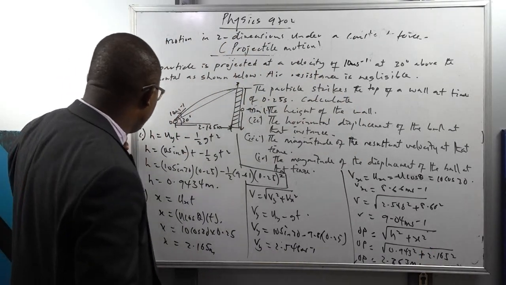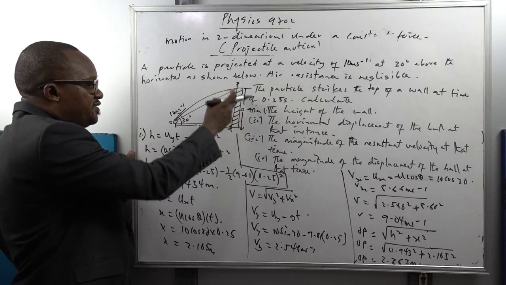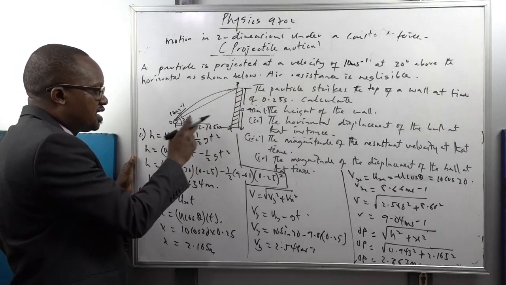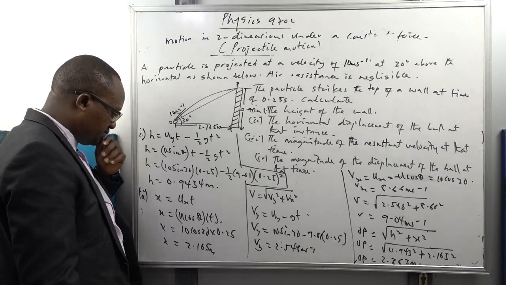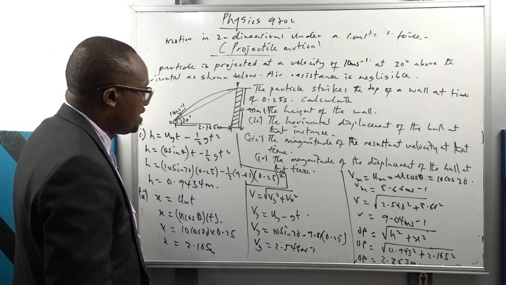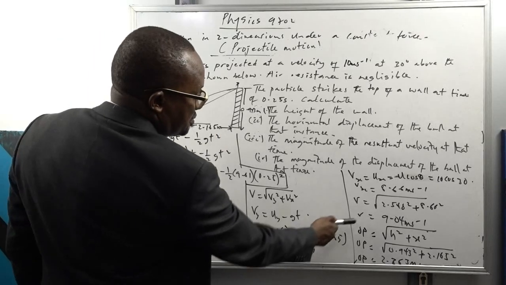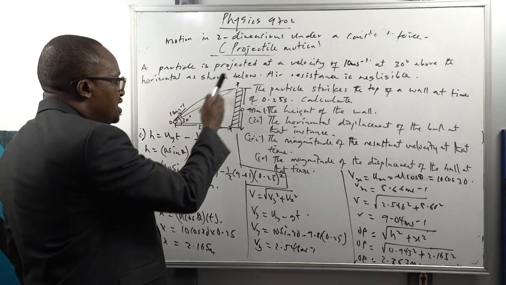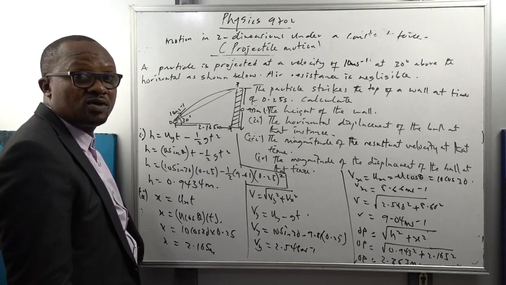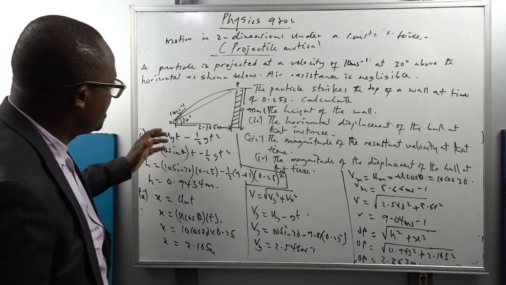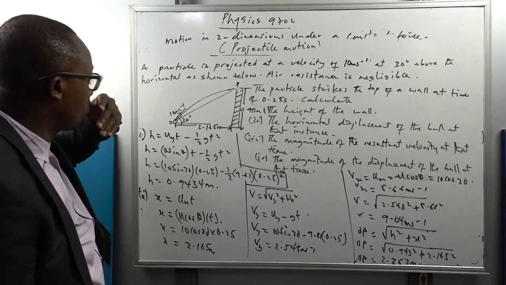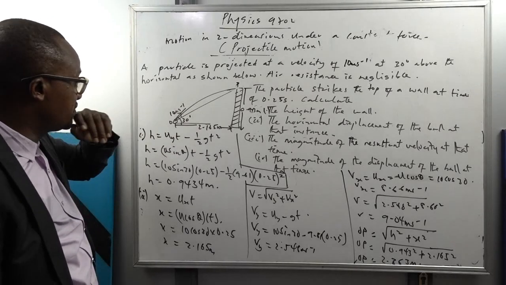So we have been able to find the vertical height at that time, horizontal displacement at that time, the magnitude of the resultant velocity at that time, then of course the resultant displacement OP at that time. Because this is motion in 2 dimensions, in a particular direction, you have to use the component of the motion in that direction.